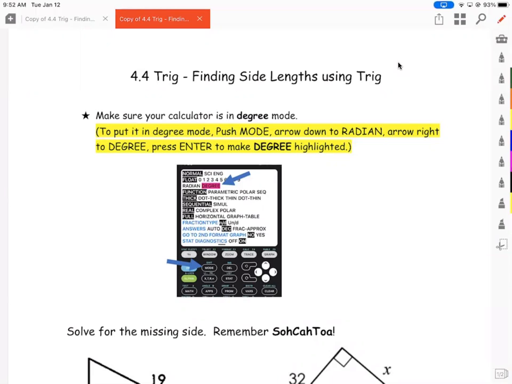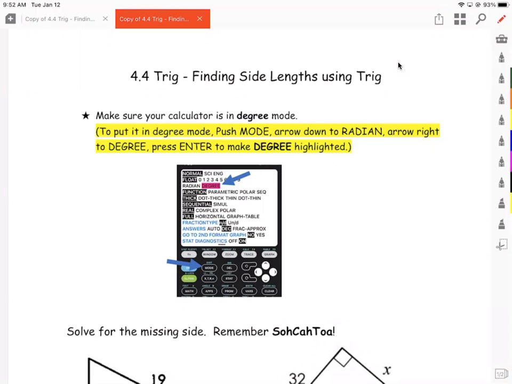All right, we're going to continue with trig, and today we are going to talk about how to solve for a side of a triangle using trig. So we spent the last 2 days laying some groundwork with some vocabulary and learning about the ratios. And today we're going to use those things to actually solve.